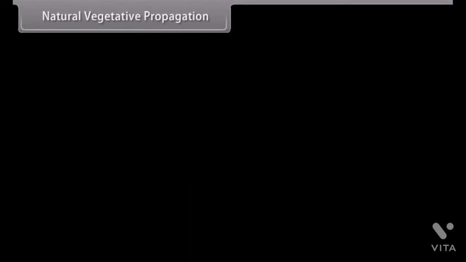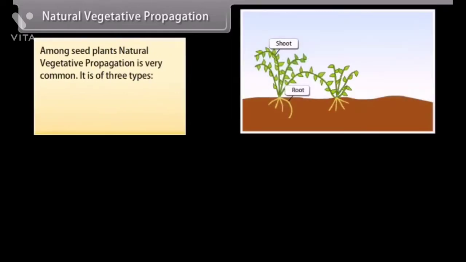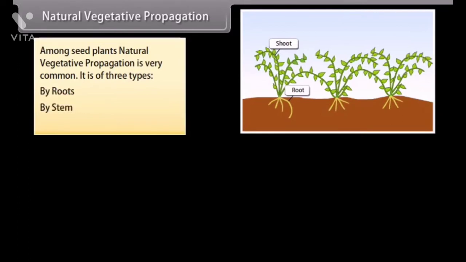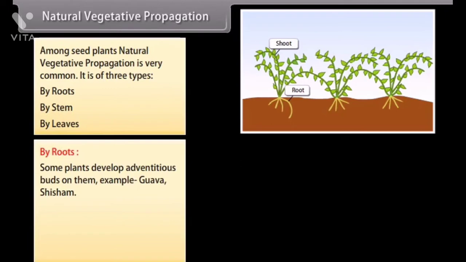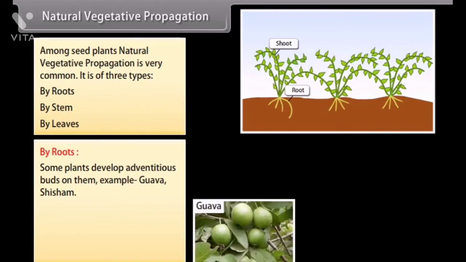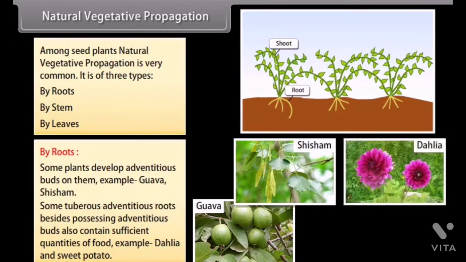Natural vegetative propagation. Among seed plants, natural vegetative propagation is very common. It is of three types: by roots, by stem, and by leaves. By roots. Some plants develop adventitious buds on them, for example guava, shisham. Some tuberous adventitious roots, besides possessing adventitious buds, also contain sufficient quantities of food. Example, dahlia and sweet potato.